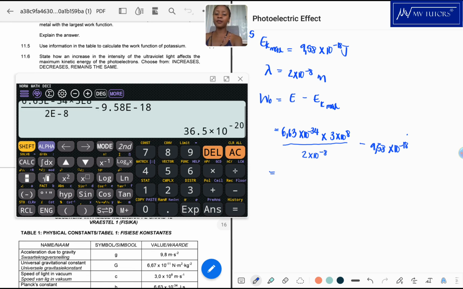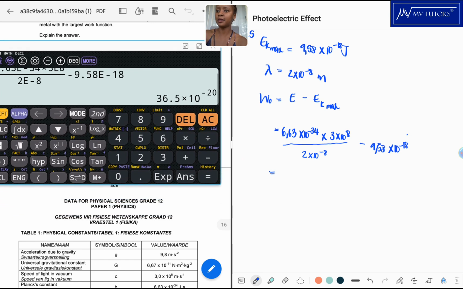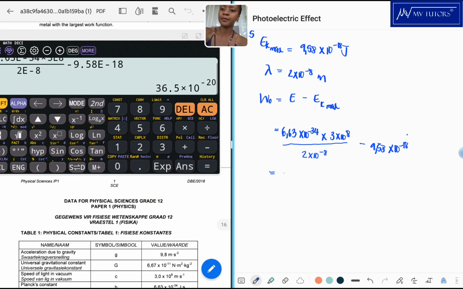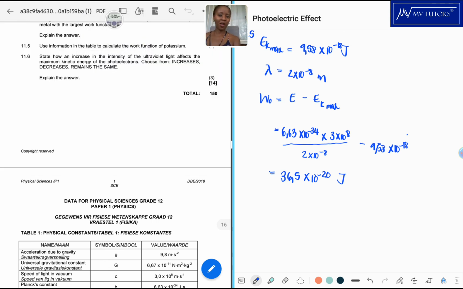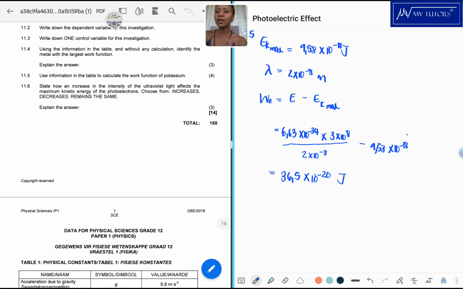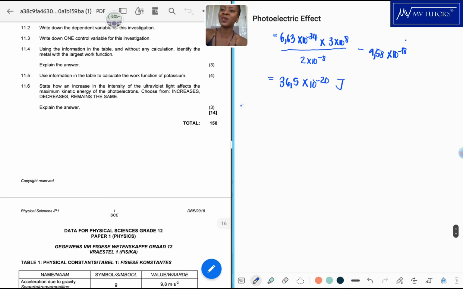And we get an answer of 36,5 times 10 to the power minus 20. Let me just put it up there. We are calculating work function, which is energy, so it will be in joules. They didn't give us any electron volts, so we don't have to convert anything. Okay, so now we get to 11.6. We are there, guys. Thank you for sticking with me through it all.